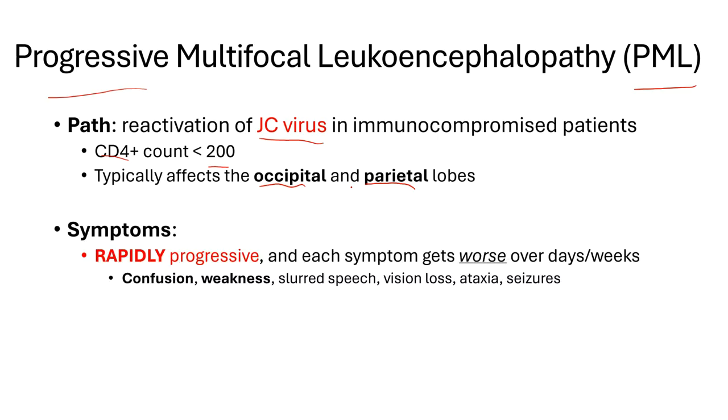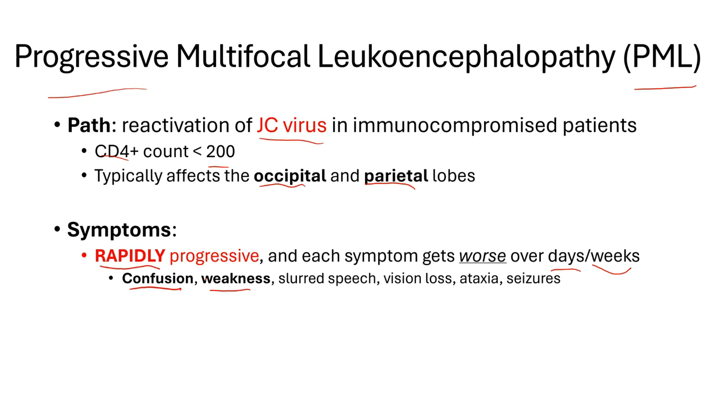Now, the symptom presentation is very unique in the fact that it is rapidly progressive. The average lifespan of someone with PML is only 3 months. These symptoms typically start off mild and then get worse over the course of days to weeks. Now, the presentation itself can vary, but usually you'll see some sort of confusion and/or weakness that starts out very mild, and then in the next week or two, it'll be very, very severe and detrimental.